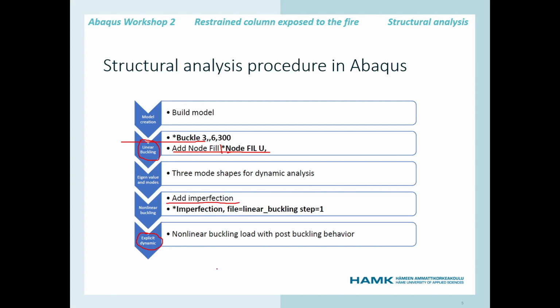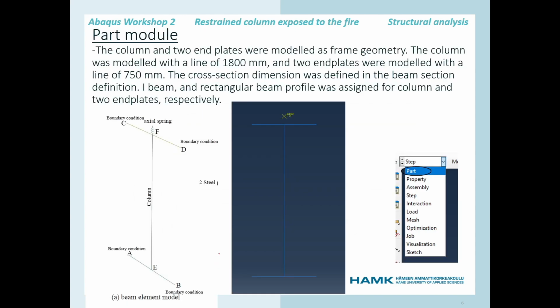So this is the normal procedure in Abaqus for the structural analysis including imperfections. Now before making the model, we always start with the part module in Abaqus, and then the column and the two plates are modeled as a frame geometry. The column was modeled with a line of 1800 millimeters.